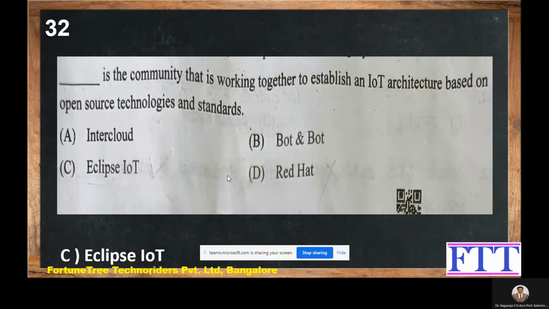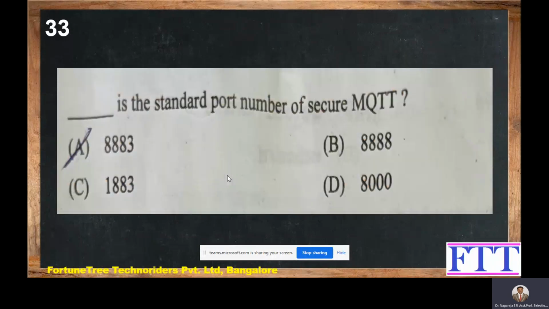33rd question. Dash is the standard port number of secure MQTT. Option A, 8883. Option B, 8888. Option C, 1883. Option D, 8000. So here the right answer is option A, 8883. So 8883 is the right answer.